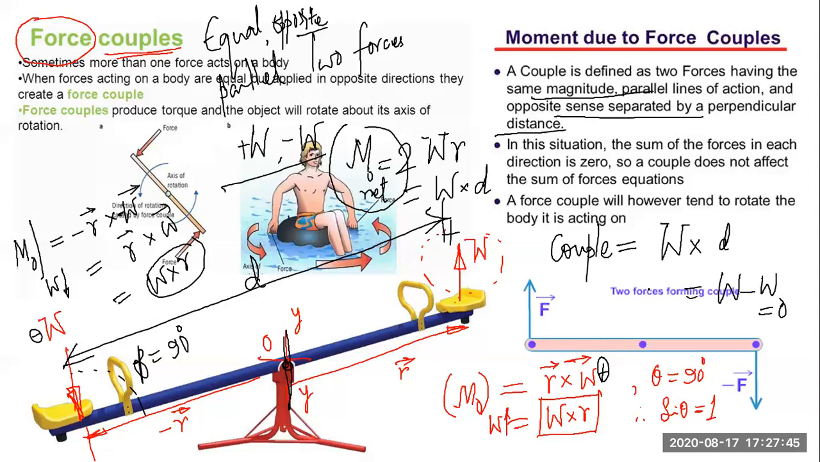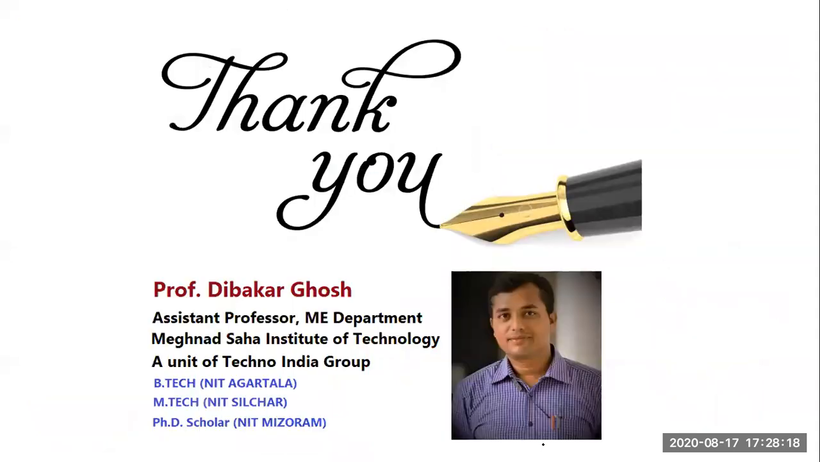So the net force F in this problem is 0. But what is the net moment? The net moment is not 0. It is WR minus of minus WR, that means 2WR, the double. So a couple is a specialized case where the net force is 0, but the net moment is doubled. The effect is twice the moment produced by a single force.